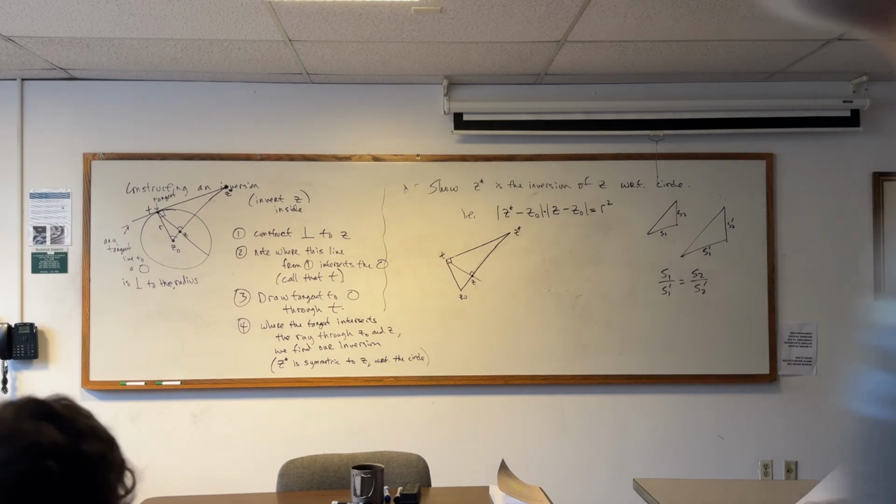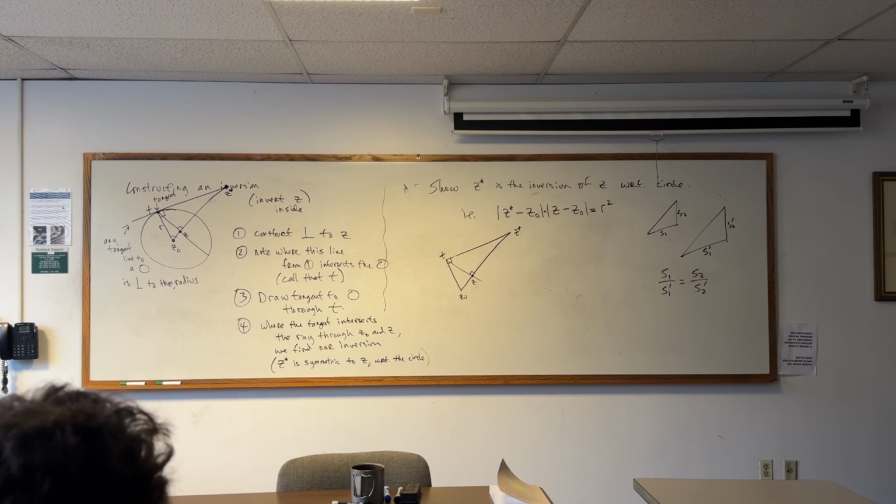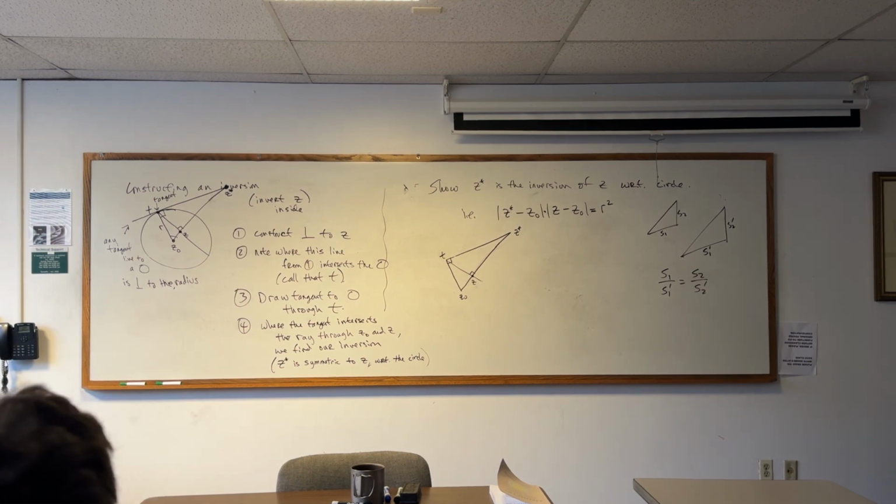Alright, now I'm confused again, because there are three triangles. Which triangles are we talking about? The big one? Okay, so let's look. We were on the right track.